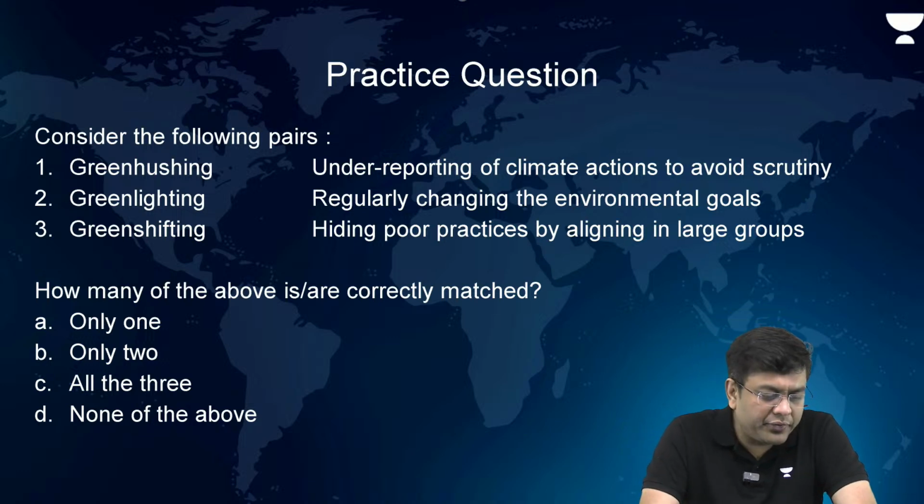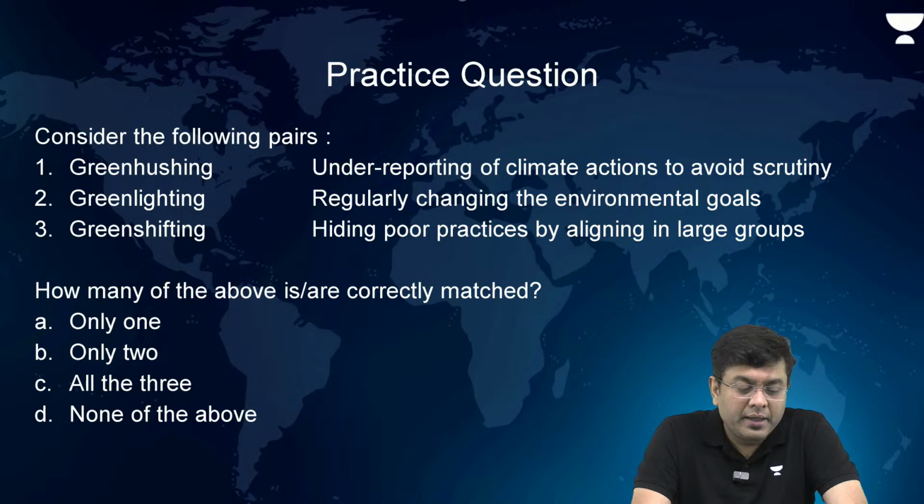Consider the following pairs: green hushing, green lighting, and green shifting. Green hushing: underreporting of climate actions to avoid scrutiny. Green lighting: regularly changing the environmental goals. And green shifting: hiding poor practices by aligning in large groups. How many of the above is or are correctly matched? None of them? A. Okay.